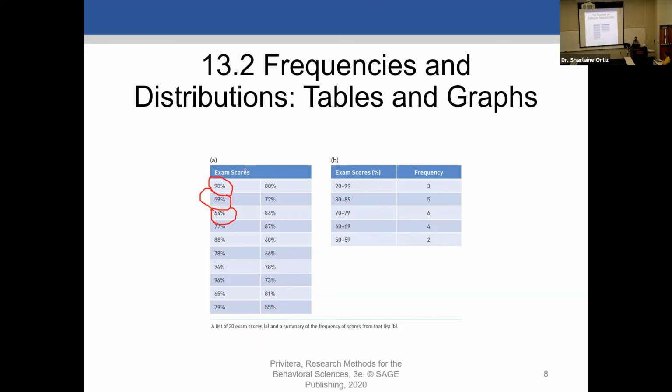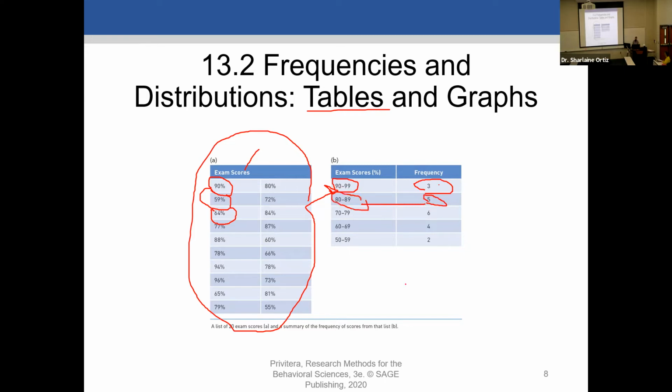Now notice that a frequency table is basically going to count for us. That's what a frequency table is. It's counting for us. So here we have the same scores. We grabbed all of these scores and translated them into exam score ranges. And now my frequency table is just going to give me a count. So for instance, 3 students scored 90 to 99, 5 students scored 80 to 89, and so on and so forth.